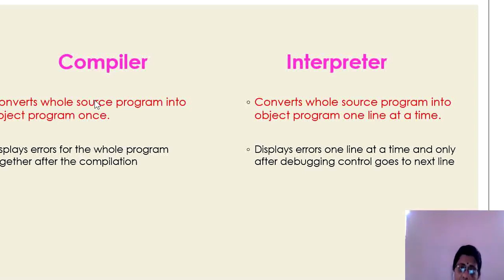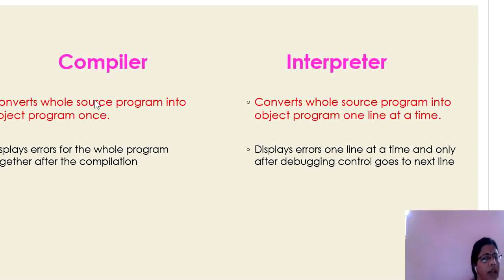If there is an error, then after converting, it will come out and give you a message telling you there is an error, maybe at line number 3 or line number 5. Are you getting it? The whole 10 lines are converted into the object program, and then it comes and gives you the errors, telling you these are the errors.